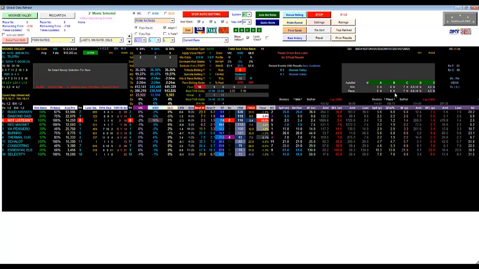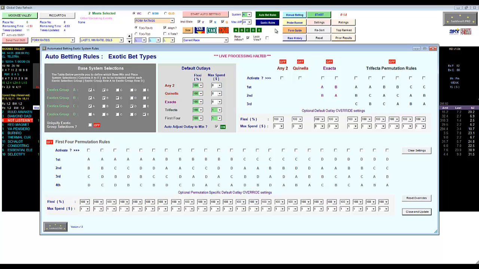Now, what is glaringly obvious is there's no exotic information, and that is a sign that we forgot to do something. So if there's nothing there, it means we haven't ticked something. So we go back into the exotic rules, and I suspect we didn't tick one of the permutations, and we didn't.